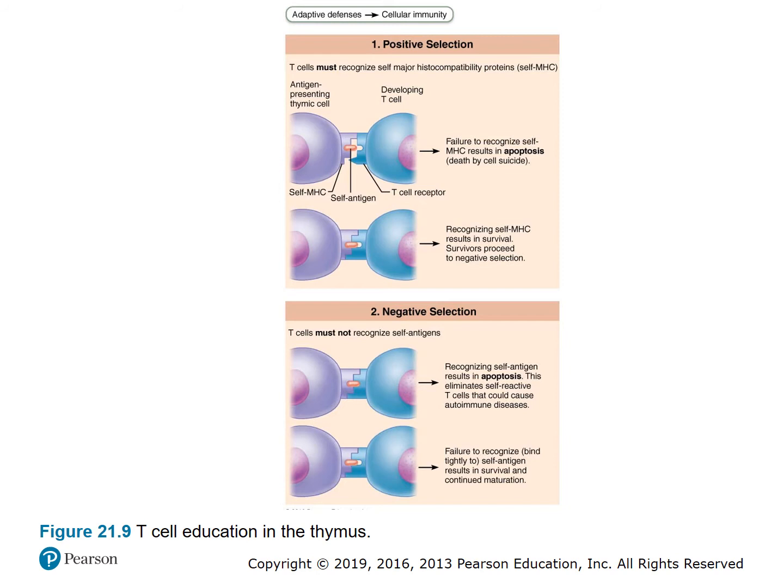So T cells must not recognize self-antigens. Recognizing self-antigens results in apoptosis. This eliminates self-reactive T cells that could cause autoimmune diseases. So failure to recognize self-antigen results in survival and continued maturation.